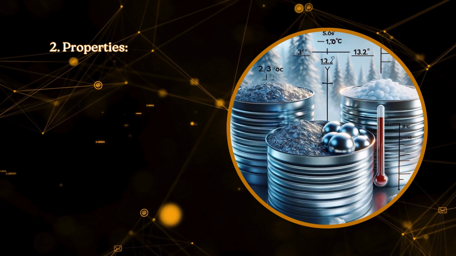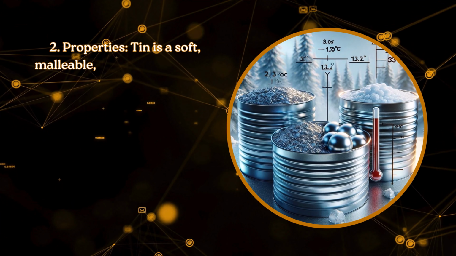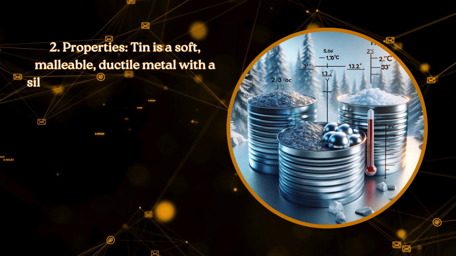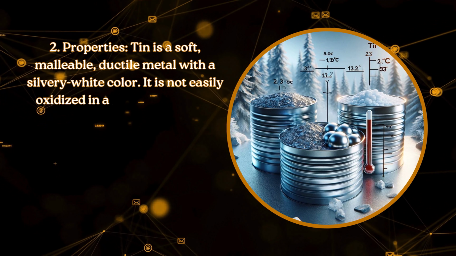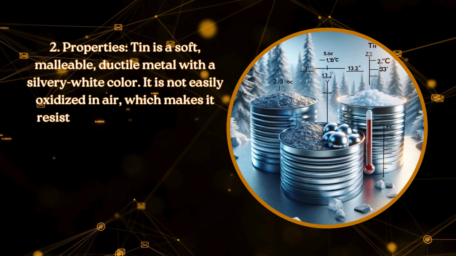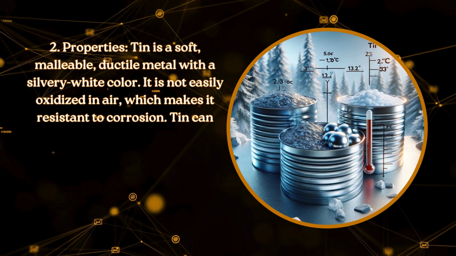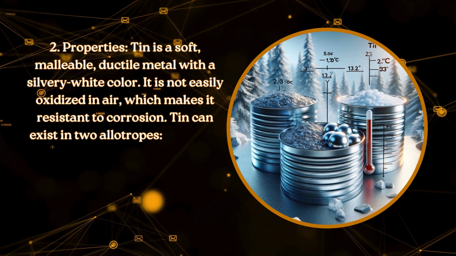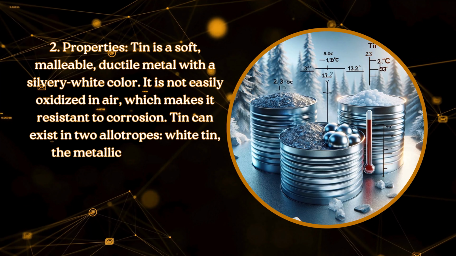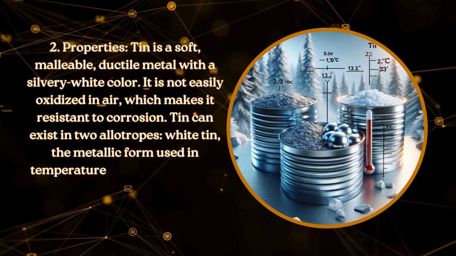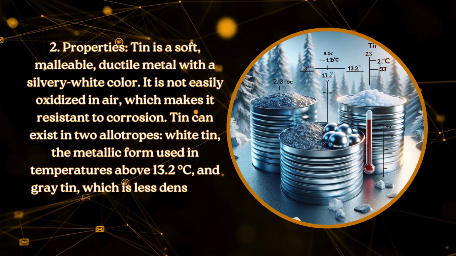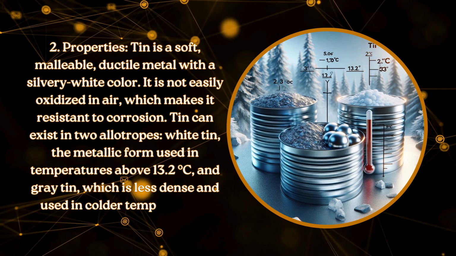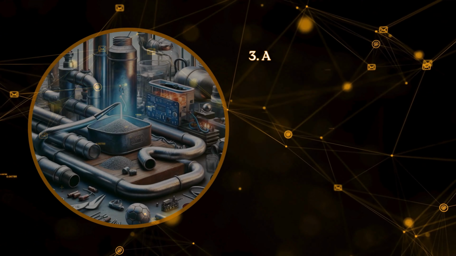2. Properties. Tin is a soft, malleable, ductile metal with a silvery white color. It is not easily oxidized in air, which makes it resistant to corrosion. Tin can exist in two allotropes: white tin, the metallic form used in temperatures above 13.2 degrees Celsius, and gray tin, which is less dense and used in colder temperatures.